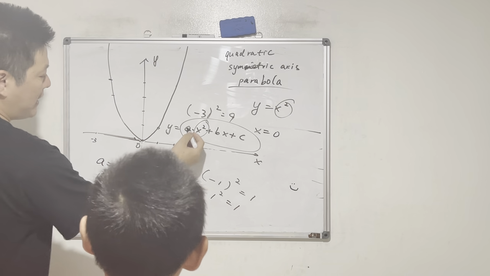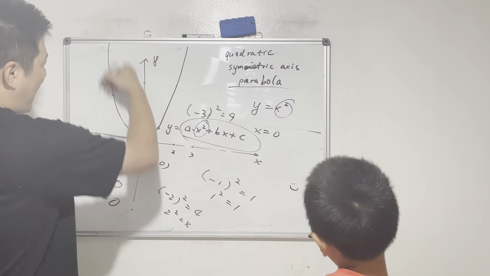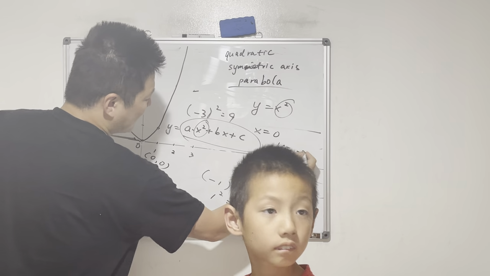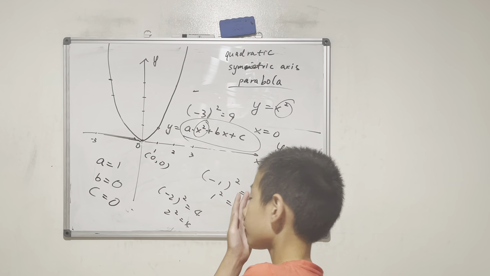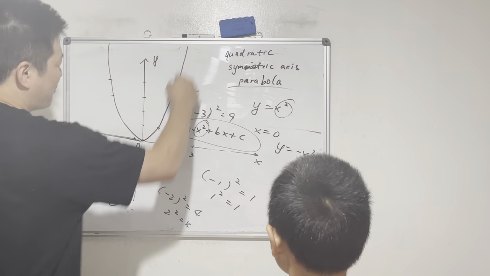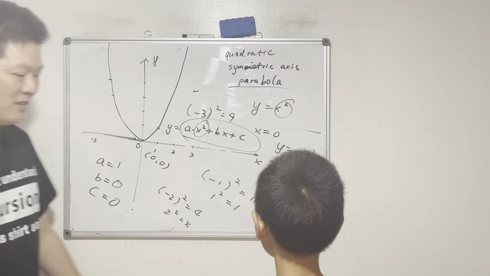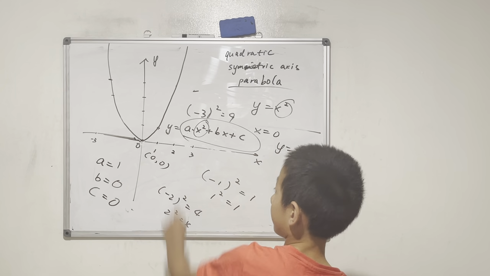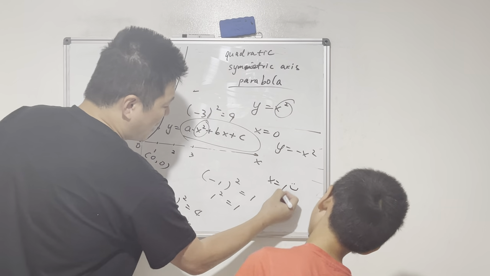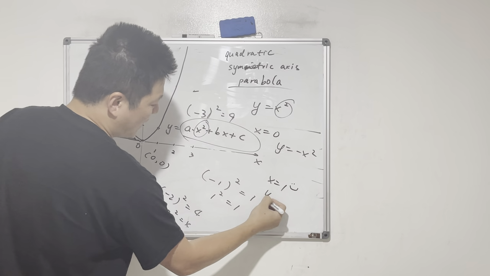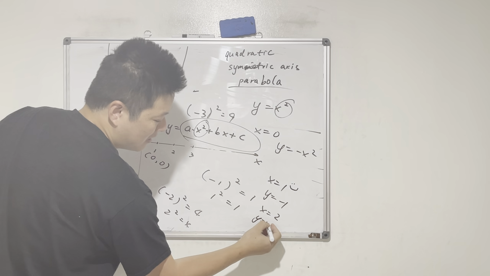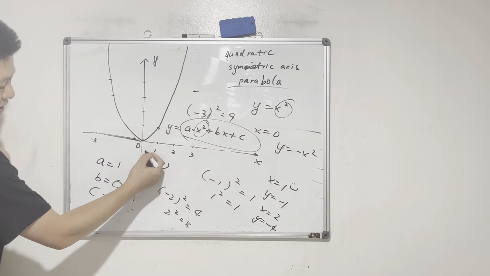Okay, so if a is positive, like a is one, it will be like that. How about if a is negative, like y equals minus x squared? What does it look like? Can you imagine? You know y equals x squared is here. And how about if I put a negative? Look, when x equals 1, y equals minus 1, right? When x equals 2, y equals minus 4, right? So it's on this side.